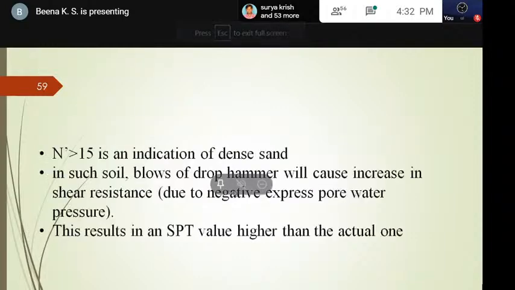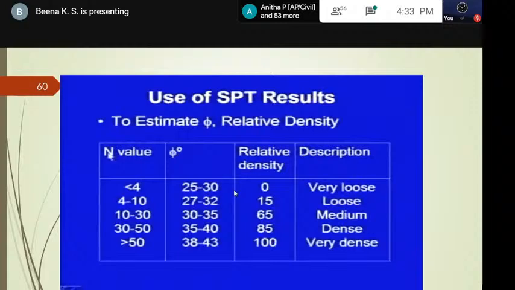So N' greater than 15 is an indication of dense soil. In such soil, blows of the drop hammer will cause an increase in shear resistance, that is, when N is greater than 50. As we explained earlier, this results in an SPT value higher than the actual one.